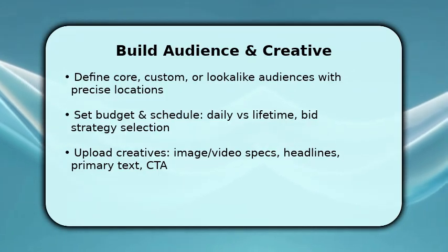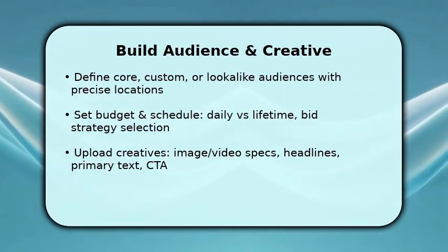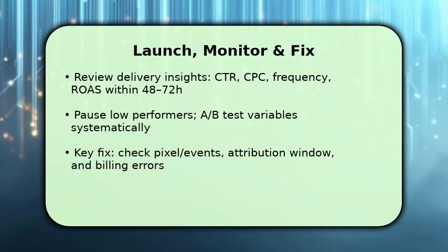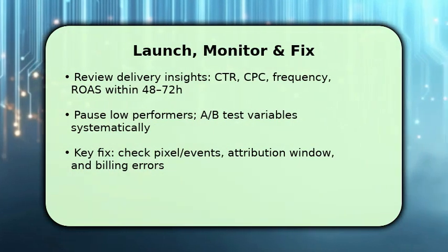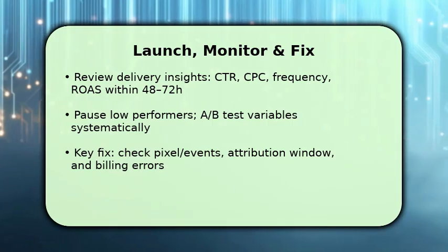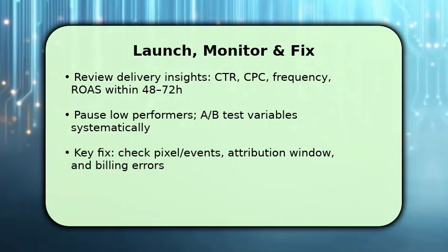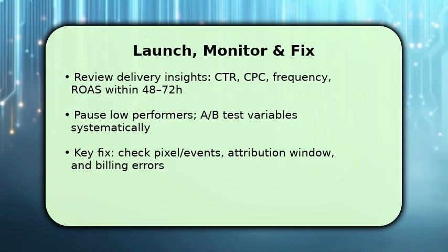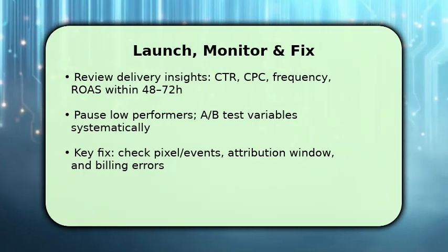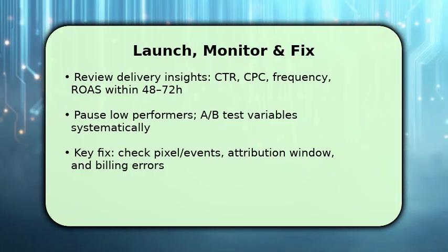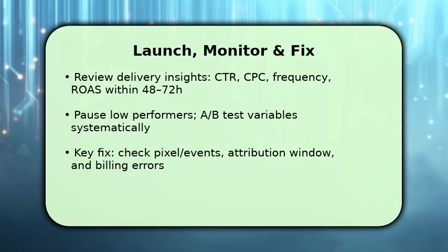Finally, you launch and monitor actively. Once live, check delivery and performance metrics within 48 to 72 hours, CTR, CPC, frequency, and ROAS to judge early signals. If results falter, pause underperforming ads and run an A/B test changing one variable at a time. Make iterative creative and targeting adjustments and scale winners cautiously.